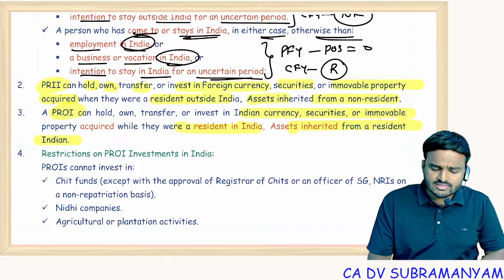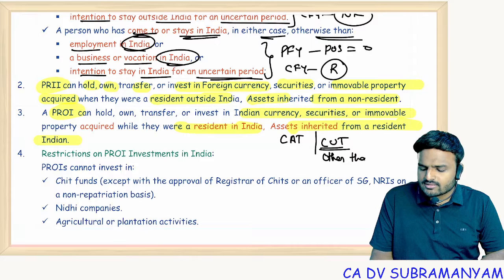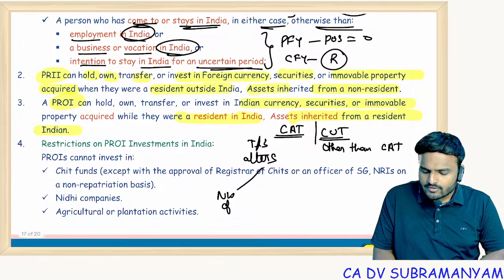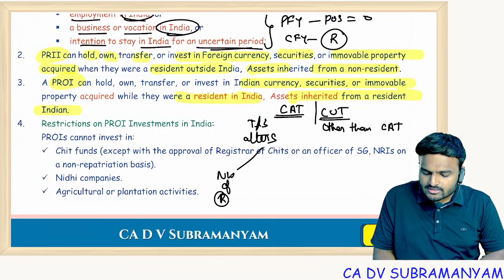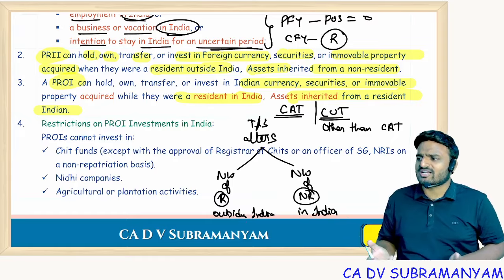CAT, CAT cut, another important definition. CAT cut, what is cut? Current account transaction, which is other than CAT. Then what is a CAT? Any transaction which alters net worth of a resident outside India or net worth of a non-resident in India. It's a very simple definition, right?